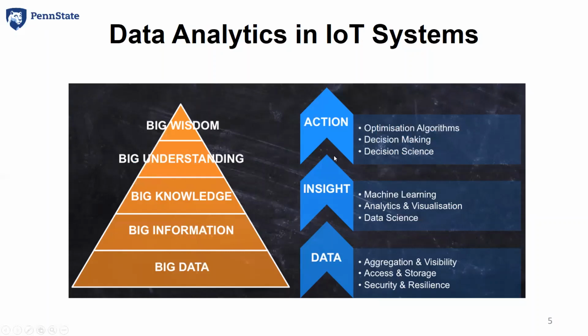In each area, we need a different kind of methodology, like data security, data storage, data aggregation, and data visualization. Then for insights, the methodologies we need are machine learning, analytics, visualization, and data science. For control and management, in industrial engineering, we do optimization algorithms, decision making, and decision science. So we're trying to connect from data to operations management, data to insight to action.